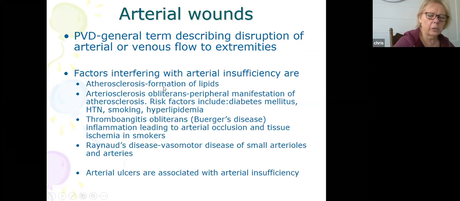If somebody has atherosclerosis, we said that was the formation of lipids or plaque in the arteries. Arteriosclerosis obliterans is a peripheral manifestation of atherosclerosis. So risk factors for that include diabetes mellitus, which we talked about the other day, hypertension, smoking, and hyperlipidemia. Okay. It's usually characterized, any kind of arteriosclerosis, by rest pain and trophic changes. Any kind of arterial problem, and we will go into detail on this.